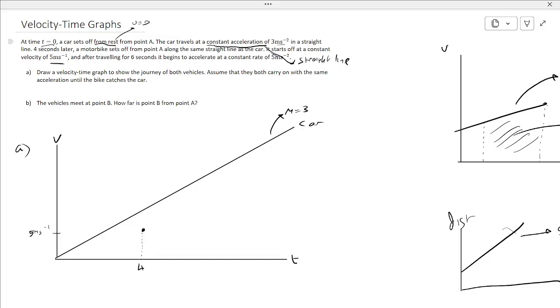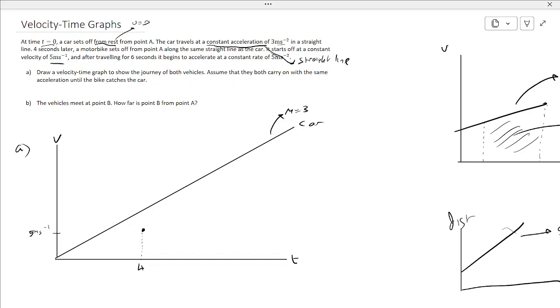An important point is, this line goes like this: does it start below this line of the car or does it start above? If this was a question, there would be marks for getting this correct. So you have to think, well, after 4 seconds, I know the velocity of my bike is 5 meters per second. So you're going to have to calculate the velocity of the car.